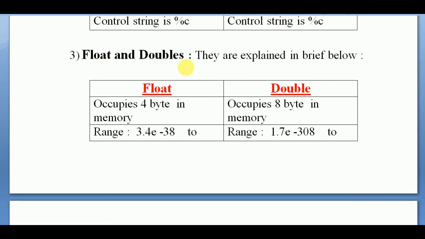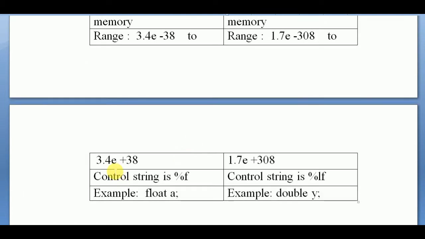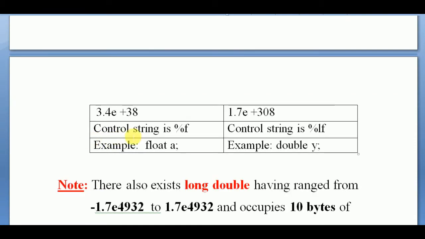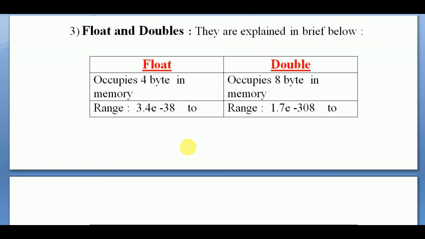Now comes float and doubles. So float and doubles are differentiated below. So look at the float here. Float occupies 4 bytes in memory. Next comes the range for float. So the range for float is 3.4e minus 38 to 3.4e plus 38. Next comes the control string for float, which is %f. So now here is an example of float which is given as float a. That means you can declare the float in the C programs like this.